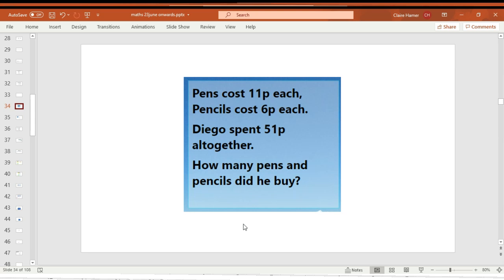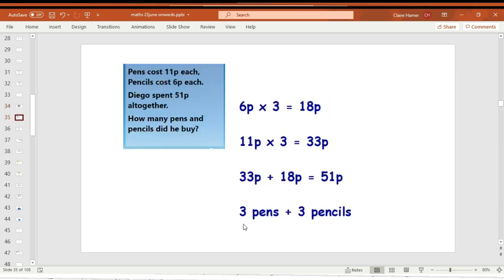I'm now going to reveal my answer on screen. So I worked out that 6p times 3 is 18p, 11p times 3 is 33p, and altogether 18 add 33 equals 51. So my answer is that Diego bought 3 pens and 3 pencils. Do you agree with me? Or do you have a different solution? Share your work with me afterwards on Teams.